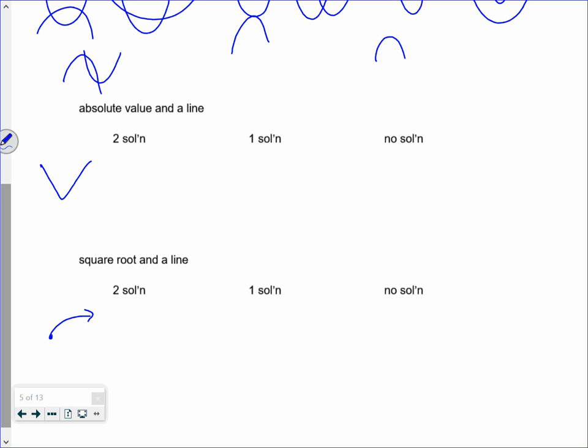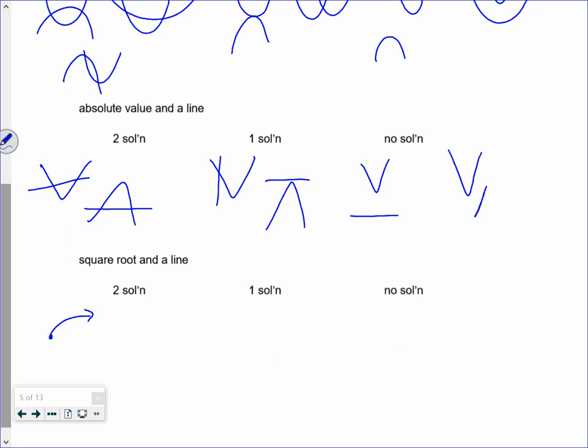Okay, now hopefully you try this on your own and you're not just copying mine. So I'm just going to give you several options here that might work. Absolute value in a line. A couple of ways to get the no solution. One would be to do a horizontal line, and another one would be to draw that line parallel to one side of your absolute value.